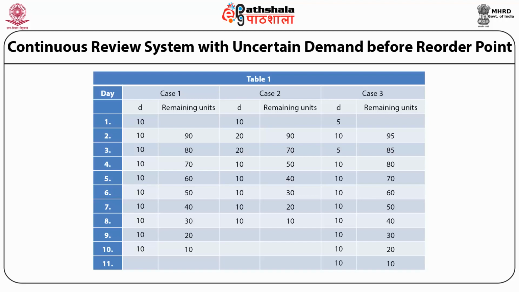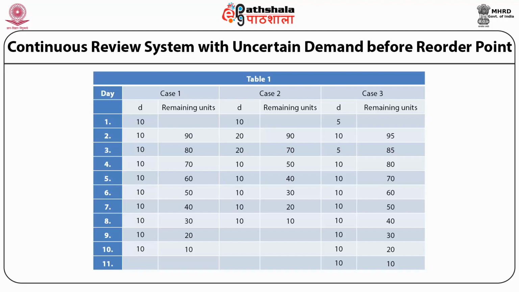Case 2. D10 remaining units nil. D20 remaining units 90. D20 remaining units 70. Day 4 D10 and remaining units 50. Day 5 remaining units 40. Day 6 D10 remaining units 30. Day 7 D10 remaining units 20. Day 8 D10 remaining units 10 and day 9 nil.